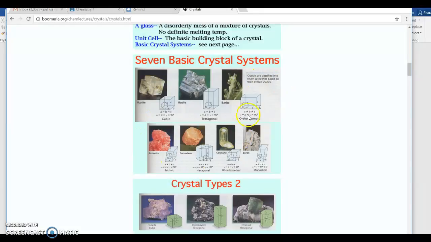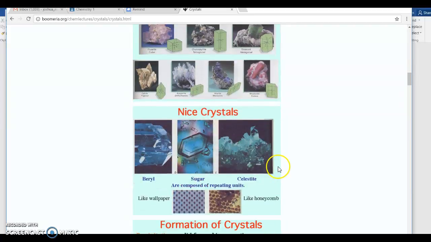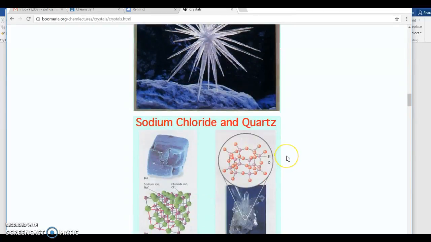And again, here are the 7 basic crystal systems. You can see cubic, tetragonal, orthorhombic, and the different shapes. It shows you all these different minerals as well. There's monoclinic, that's boron, that's an element. Then rhombohedral, hexagonal, triclinic, and it shows you these different ones as well. It goes through all of them. So that's the gist of the chapter.